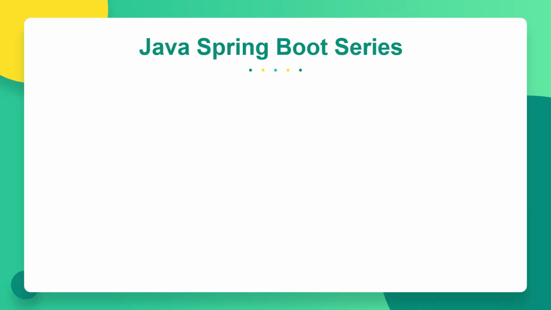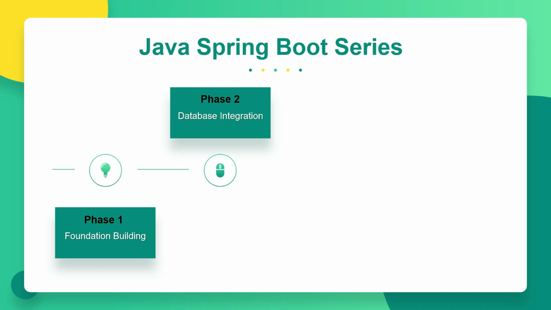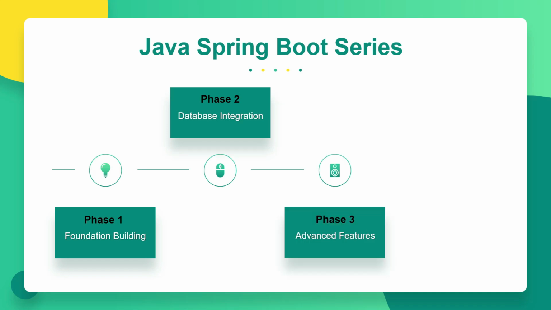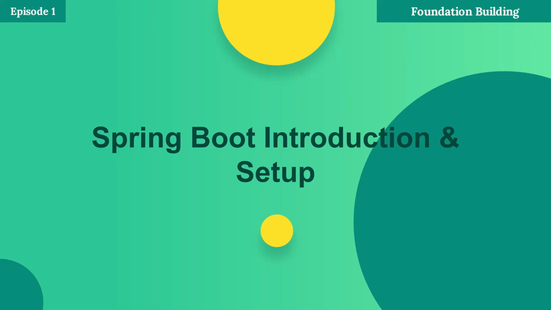Now, this series is in four phases. Phase 1 is where we build the foundations of Spring Boot. Then phase 2, database integration. Then we go to phase 3, where we look at some advanced features. And then the final phase, phase 4, where we look at the production and deployment of Spring Boot applications.